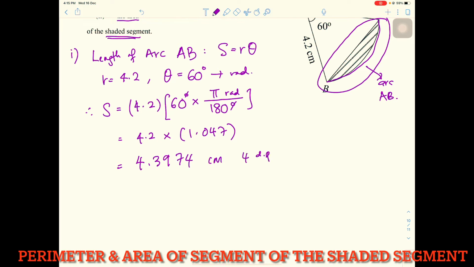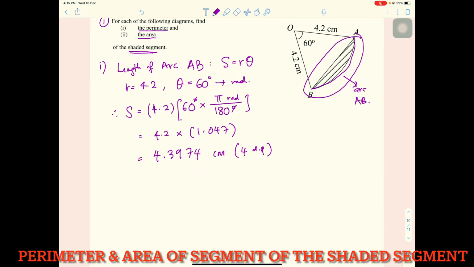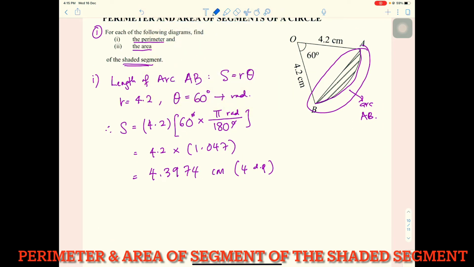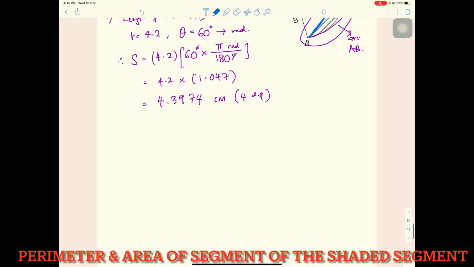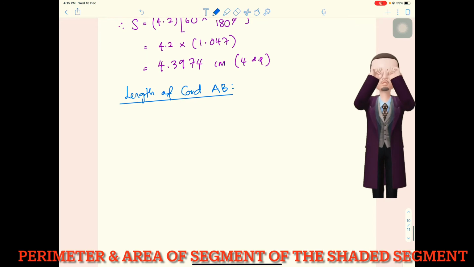Four decimal places. And now the issue here is how do we determine the chord of AB? This blue line is chord AB. So there are two methods you are going to use here. But first let me write down this first, the length of chord AB. There are two methods we can use.